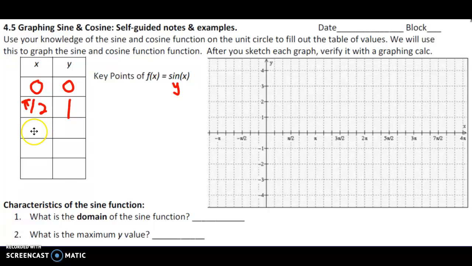Keep moving around the unit circle till you figure out where y is a whole number, and you'll get to pi, where sine is back to 0. Continue this, you'll get to 3 pi over 2, where the y value is -1, and back to complete the circle, and your y value is 0.